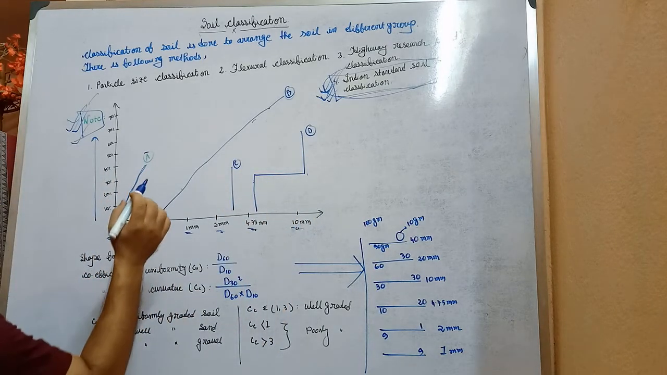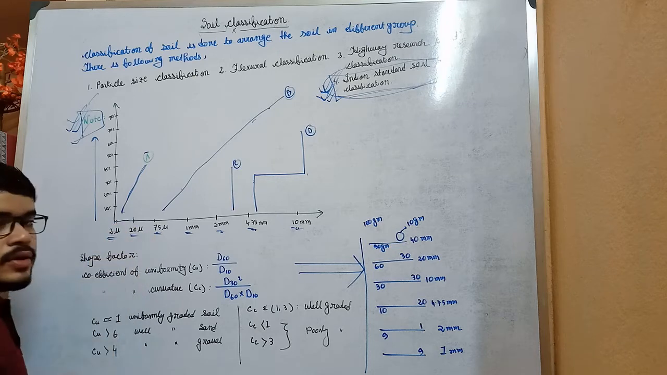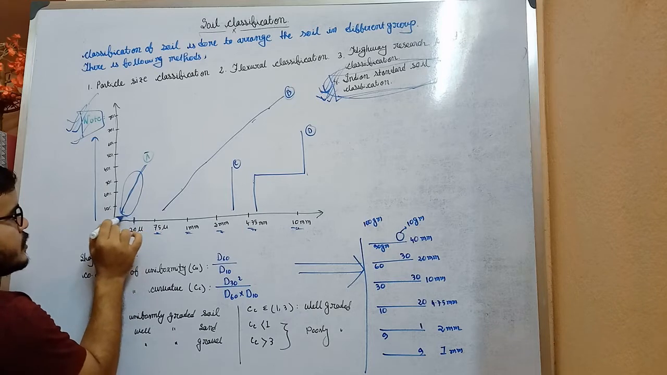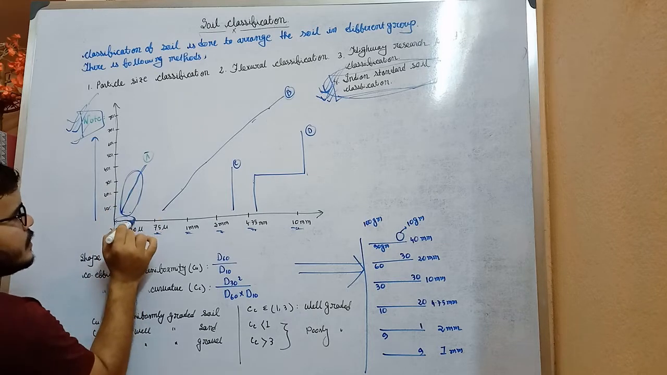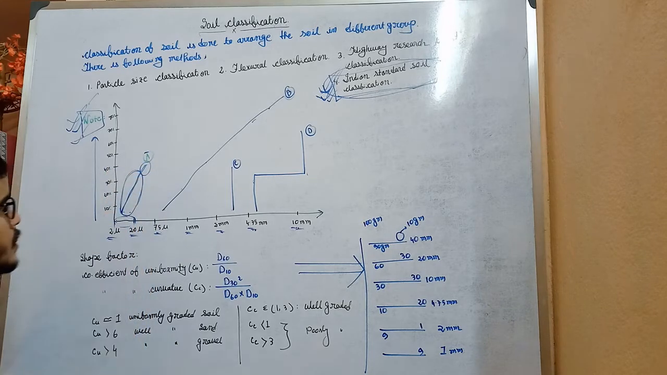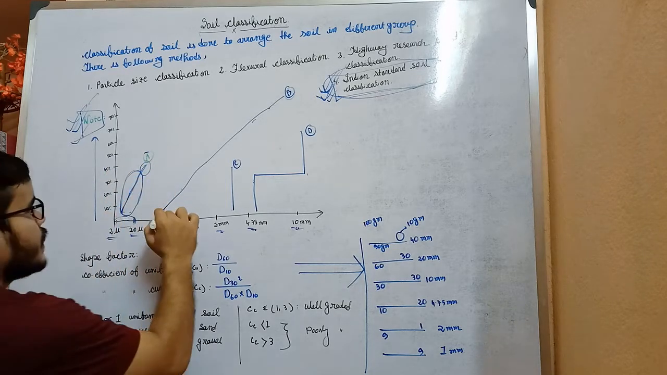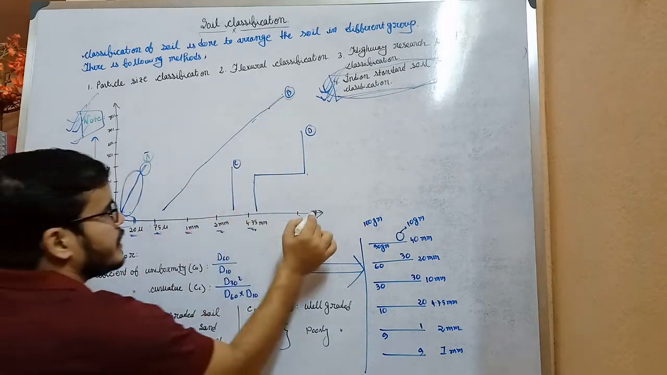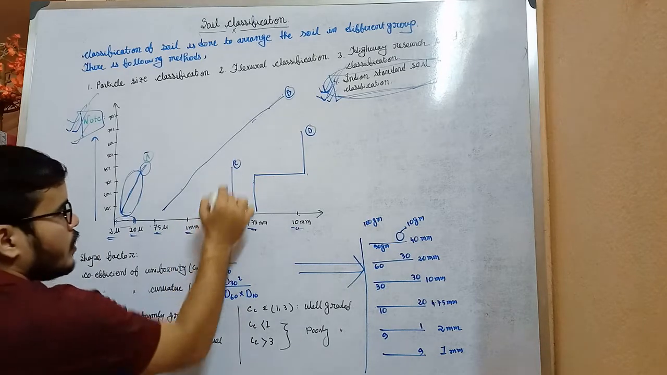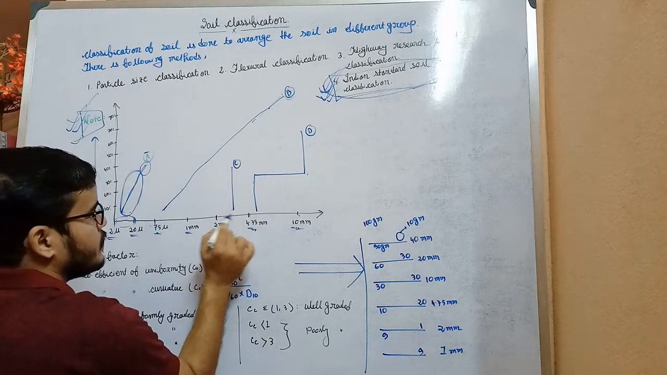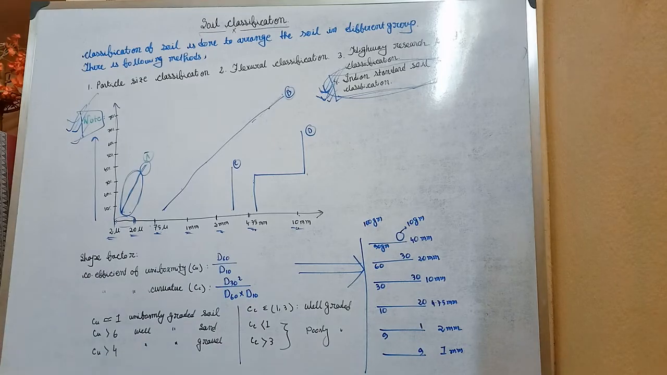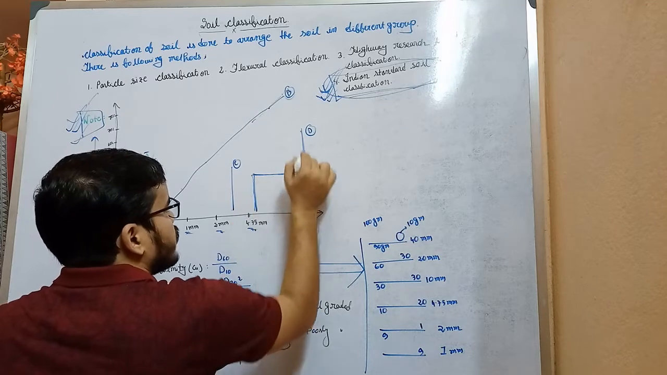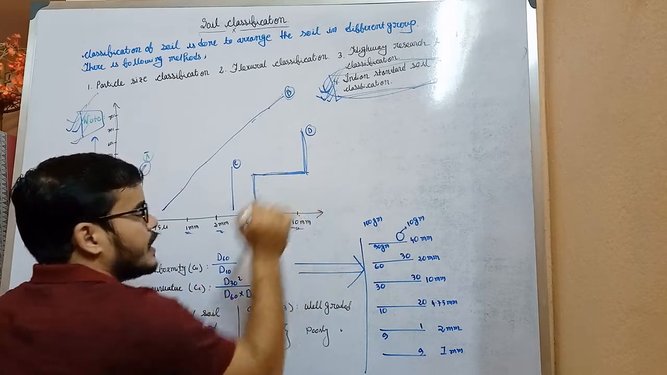Now look into this. In the range 2 micron to 20 micron, this graph shows that the percentage of particles is much higher than in the 20 to 75 micron size. But here all types of particles, from 75 micron to 10 millimeter, all sizes are present. Here only one size of particle is present, between 2 millimeter and 4.75 millimeter. But here one type of particle is missing, that's why a straight line has come.